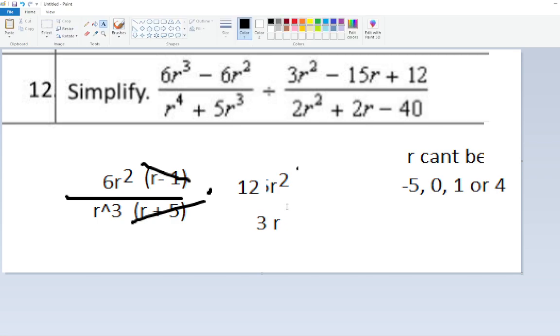Now there's even more cancellation, and this is why we find the restrictions first, because all those restrictions are gone now. 3 can go into 12 4 times, so 3 goes into 3 once, and 3 goes into 12 4 times.